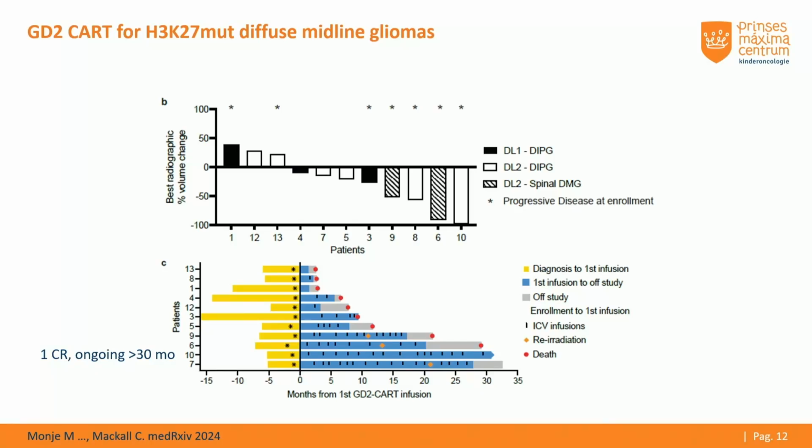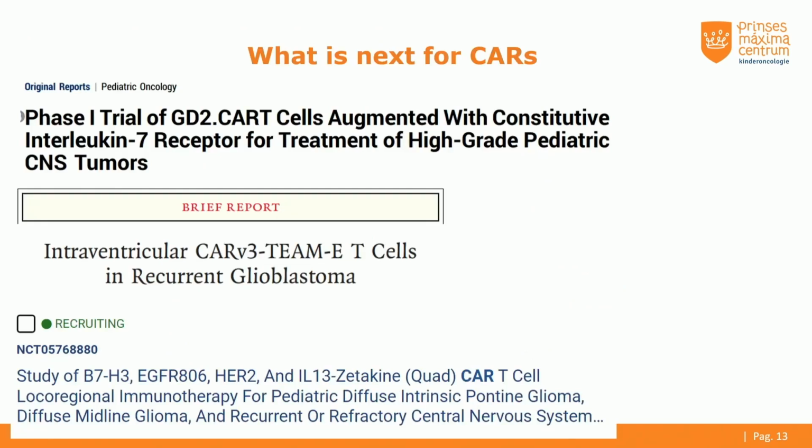I think it's a kind of common denominator in a lot of immunotherapy trials. You see some very good responders, but that in general is the minority. And here as well, we saw patients who had a very good response, one with complete remission, and this is still ongoing. So this is something you see in more trials with immunotherapy. So what's next for CARs?